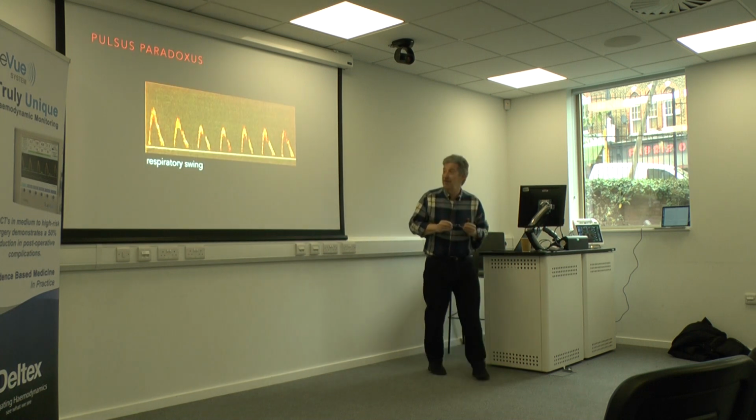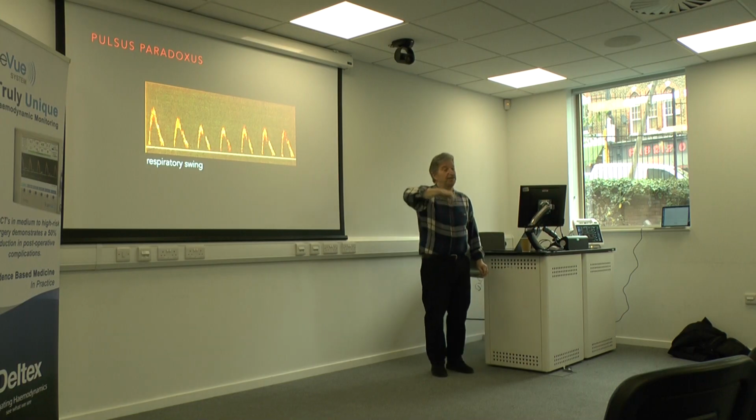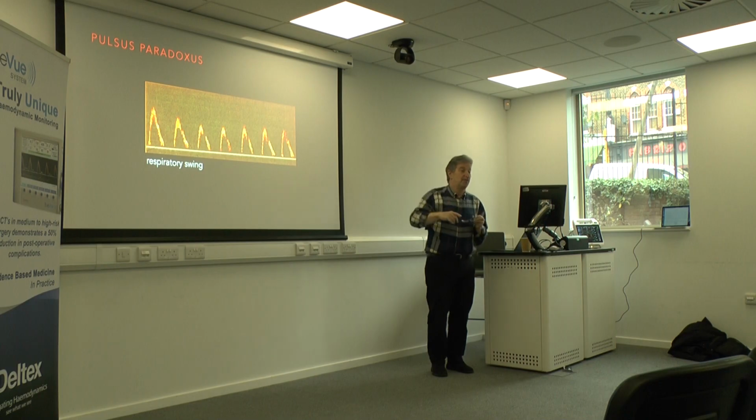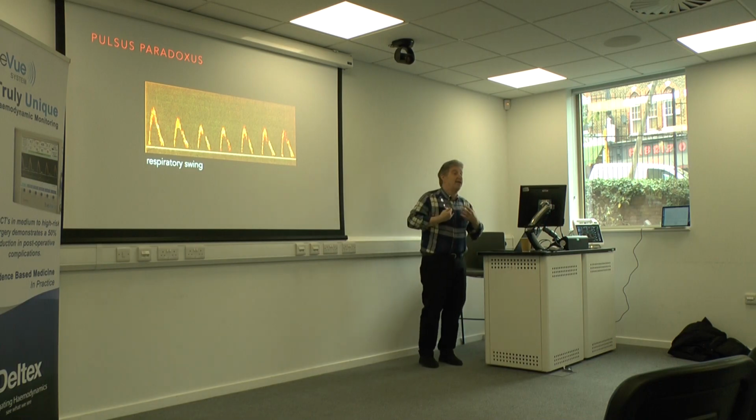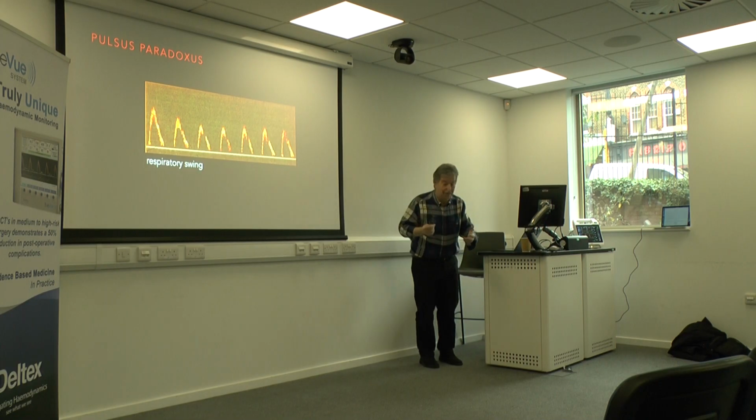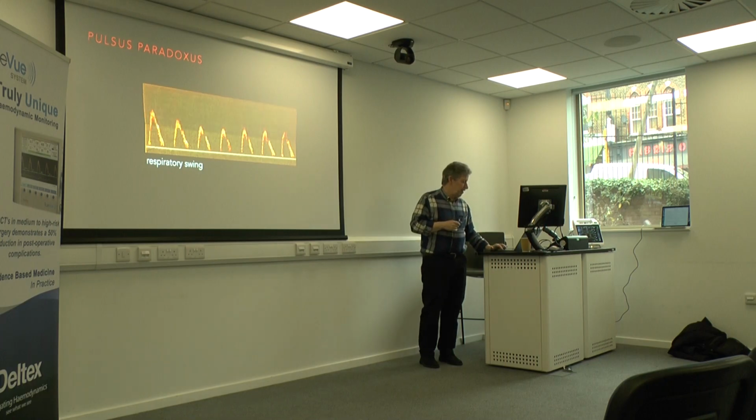Pulsus paradoxus. So again, you see a big respiratory variation. You can see it obviously on the outline too, and again you see the stroke volume swinging, like with severe asthma and high airway pressures or pericardial effusions or whatever.